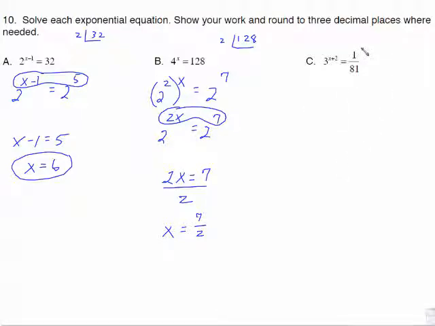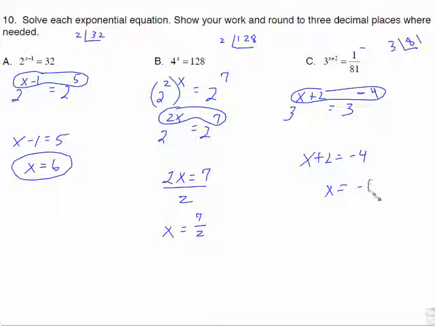Same thing here. I can do 1 over 81 in terms of a base of 3, so I'm going to leave this as 3 to the x plus 2. 1 over 81 will be 3 to the negative something. How do I know it's negative? Because this is a fraction. The fraction would have been created with a negative exponent. What power goes on 3 to create 81? It is 4. Either use your successive divisions or use your calculator. Expressions are equal, bases are equal, so just set these equal. So you have x plus 2 equals negative 4, x equals negative 6.